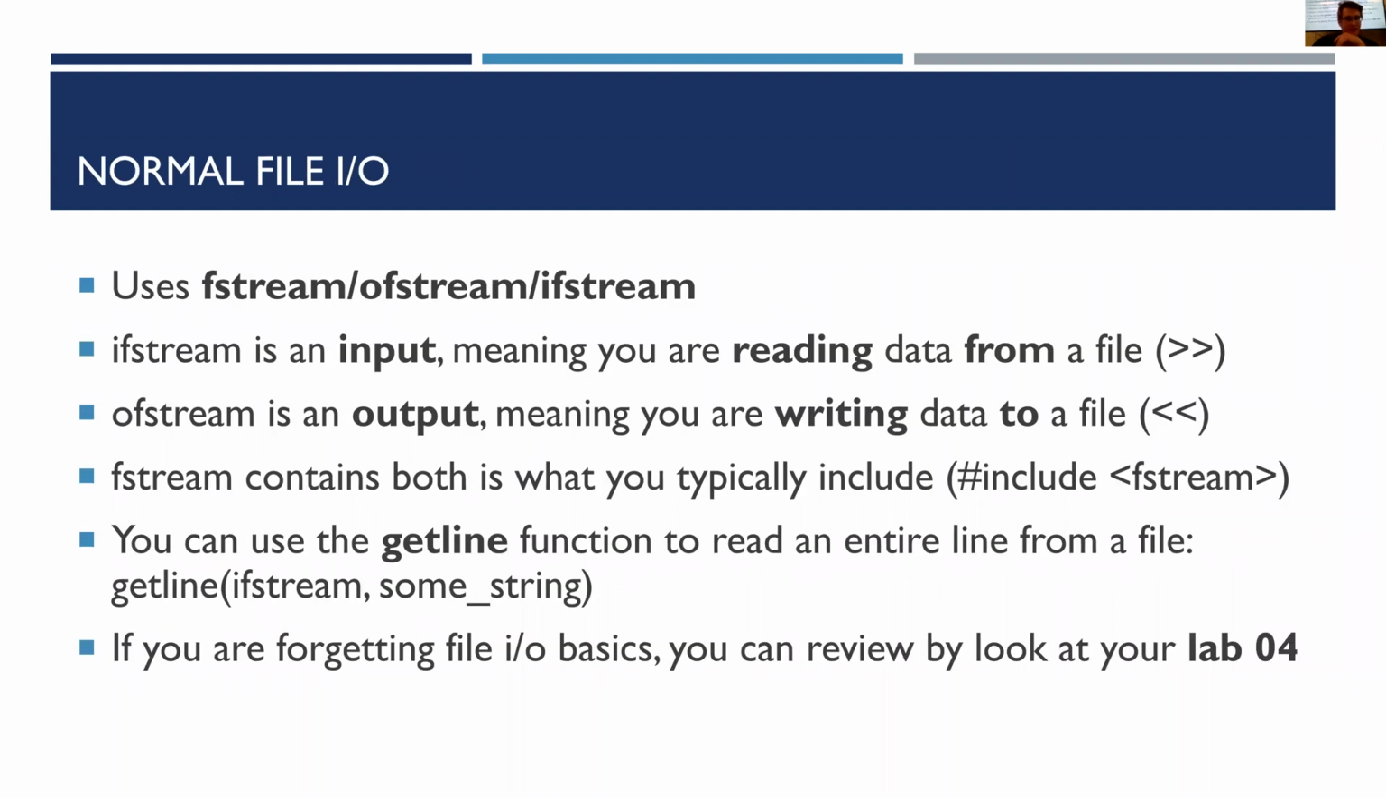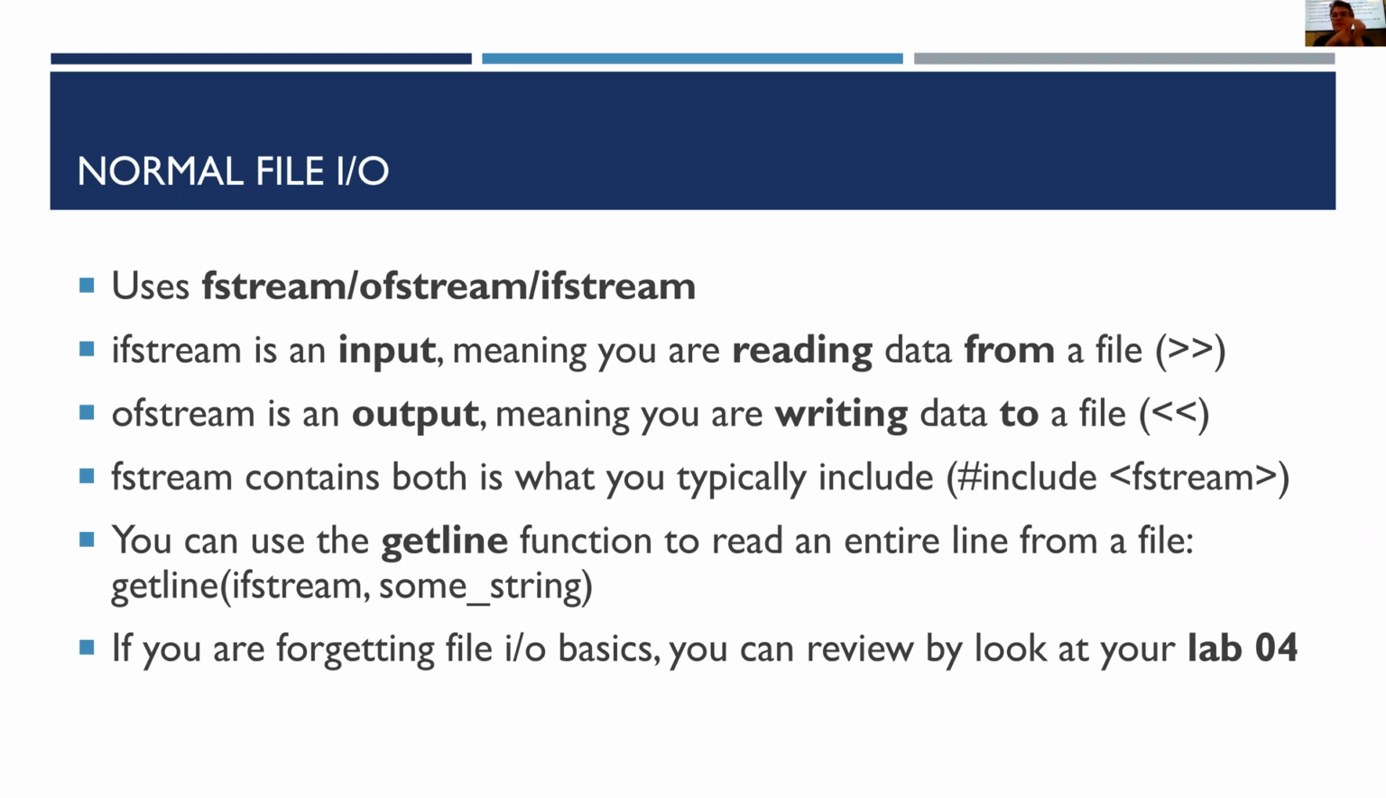All right, so now we have normal file IO, and later we'll get into binary file IO. So we're going to use fstream, ofstream, ifstream, whatever you want to call it. fstream is basically what you can include to get everything. When you go to your include statements, I always say just use fstream because it makes it not complicated.